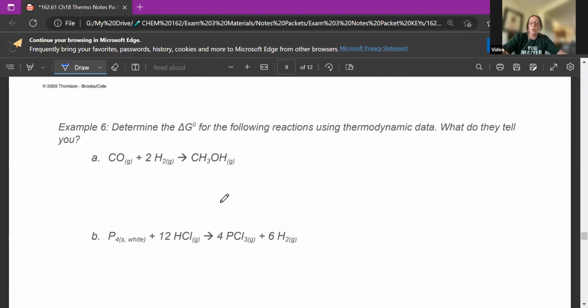Okay, that means looking up the formations. What do they tell you? So essentially I'm asking, is it favorable or is it not? So try to calculate delta G by looking up the values for each of these reactions and figuring out if it's favorable or if it's not.